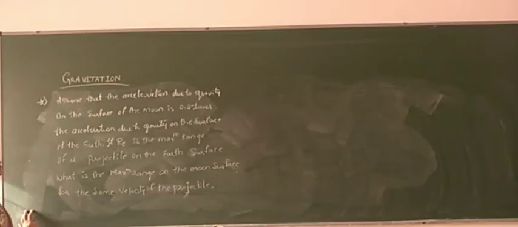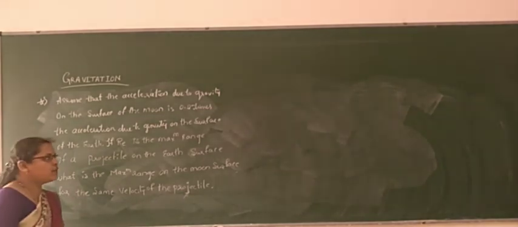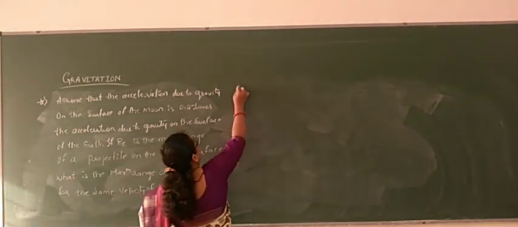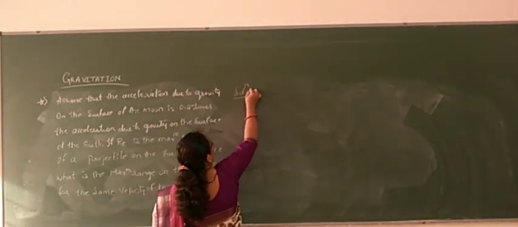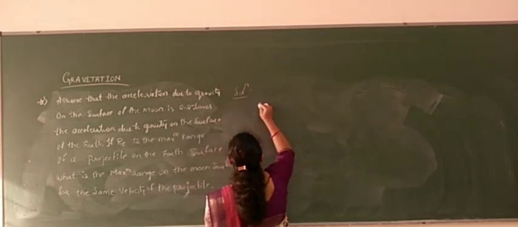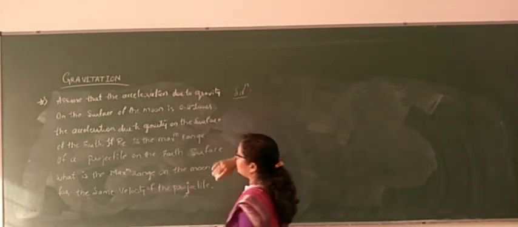Next question: the acceleration due to gravity on the surface of the moon is 0.2 times the acceleration due to gravity on the surface of the earth. If Re is the maximum range of the projectile on the earth's surface, what is the maximum range on the moon's surface, with the same velocity of the projectile? So as we know, the projectile, you know the idea about it, that is launching. That is a projectile.